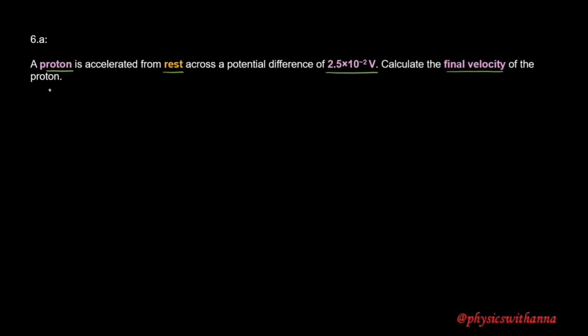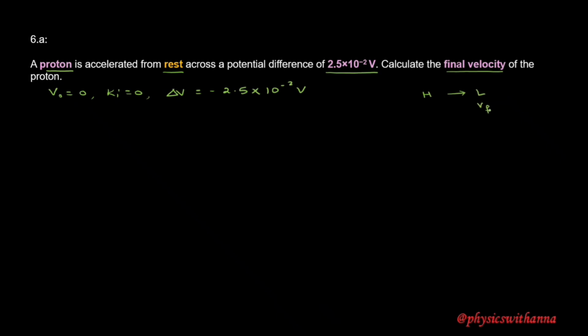At rest means its initial speed is 0. And if the initial speed is 0, initial kinetic energy will also be 0. And then it is accelerated through a potential difference delta V of 2.5 times 10 to the power negative 2 volt. Since proton is a positive charge, this potential difference we take it to be negative because we know a positive charge will go from a point of higher potential to a point of lower potential.